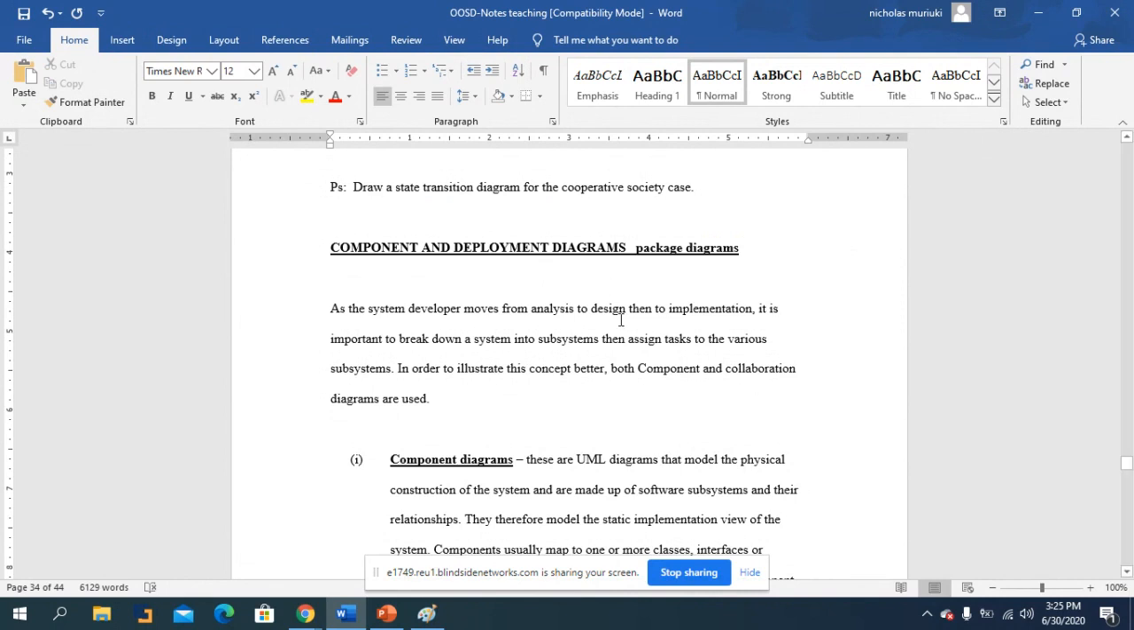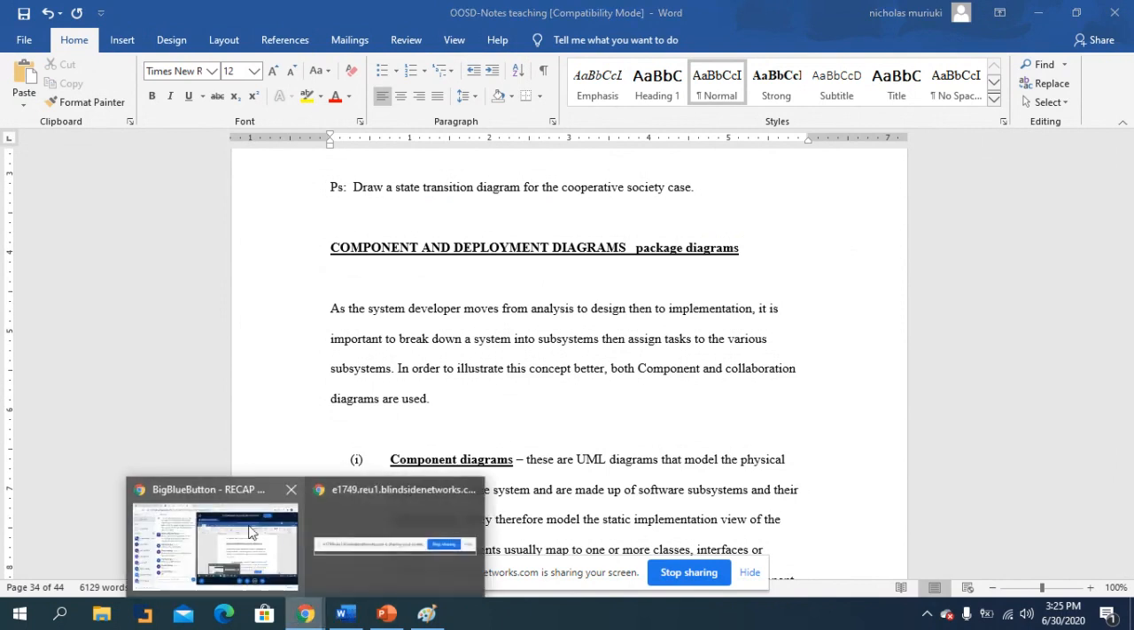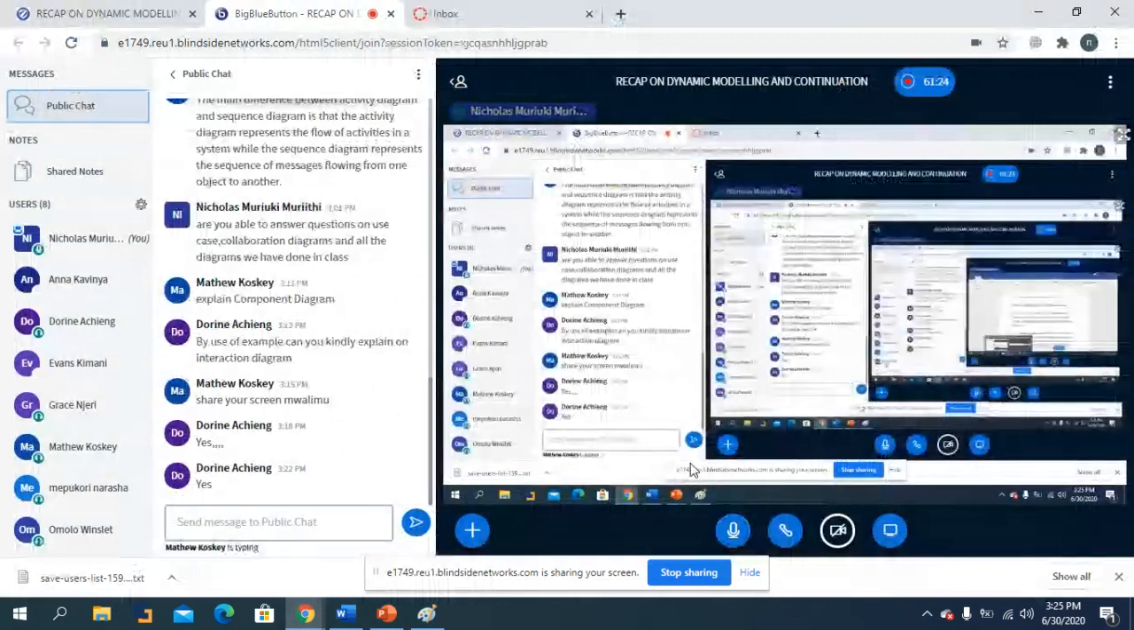Then after that, maybe we can try to do some other questions. Maybe one can come up with a project that he or she is doing currently, and then we come up with the UML diagrams. Can we proceed, or maybe we start that next week? Maybe we need to have a consensus for that. So can we continue, or we start next week?